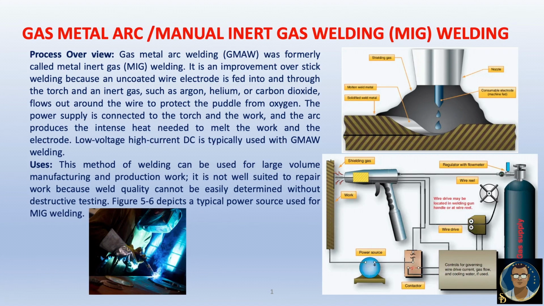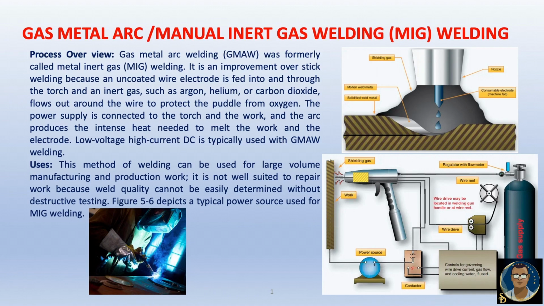In case of MIG welding, it is an improvement over stick welding because an uncoated wire electrode is fed from a roll through the torch, and an inert gas such as argon, helium or carbon dioxide flows out around the wire to protect the weld puddle from oxygen. The power supply is connected to the torch and the work, and the arc produces the intense heat needed to melt the work and the electrode.